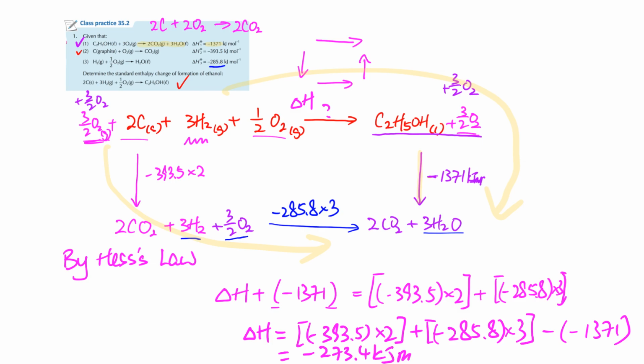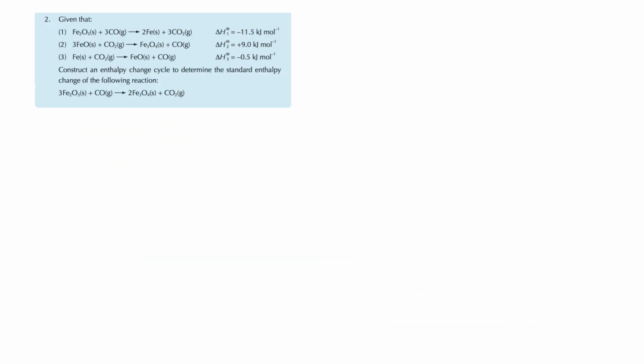kilojoule per mole. So remember several things, I have to remind you. First one, when you start doing the math, please add the words "by Hess's law". And remember you have to find the clockwise one equals the anti-clockwise route. So that will be class practice 35.2 question 1. Question number 2. It's a very complicated one this time.